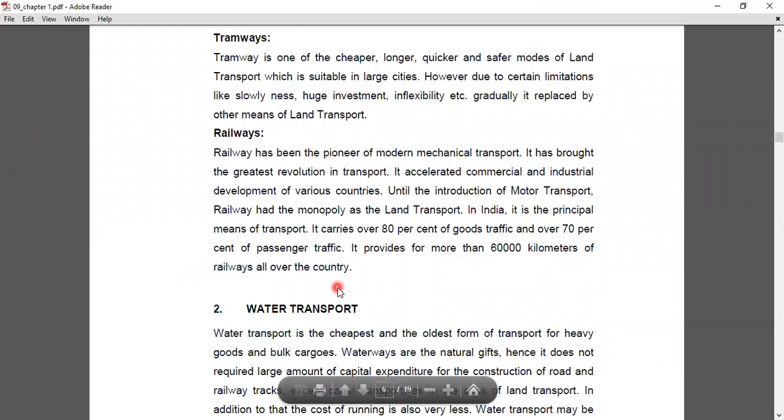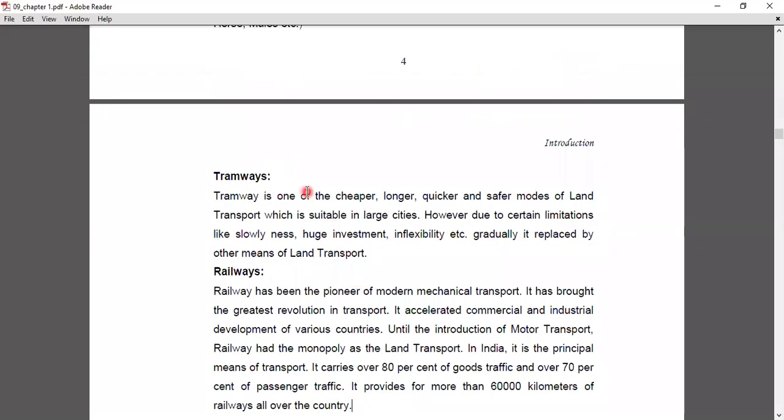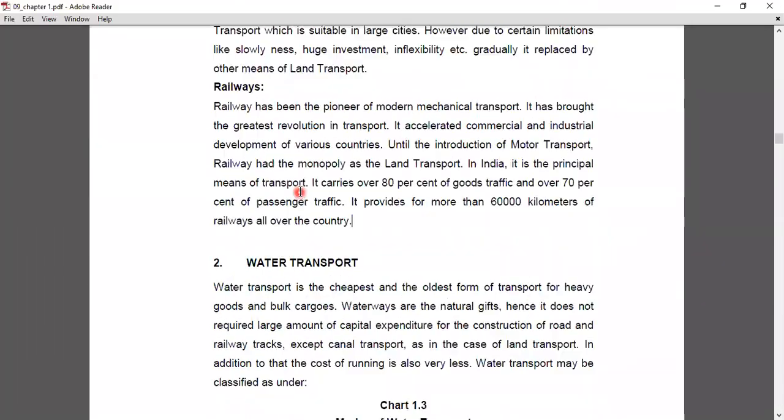There are different railways, like the Kanyakumari to Jammu rail, which connects the northern point to the southern point, and trains like the Rajdhani and Karnavati. It carries 70% of the passenger traffic as well as 80% of the goods traffic. So these are the different types of land transportation.